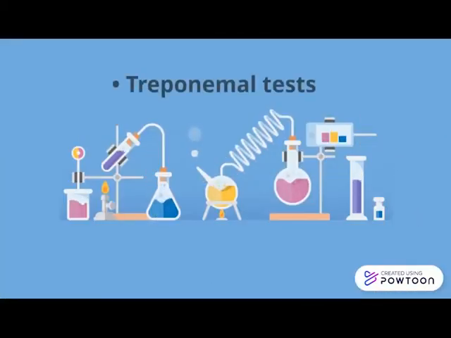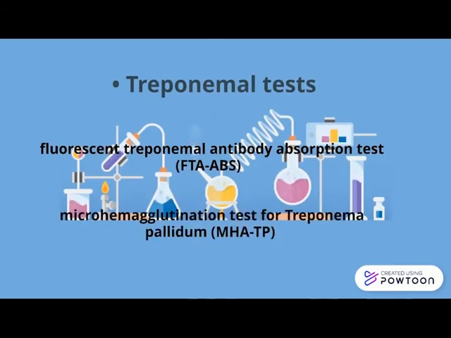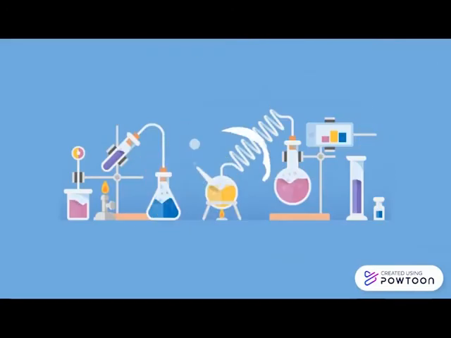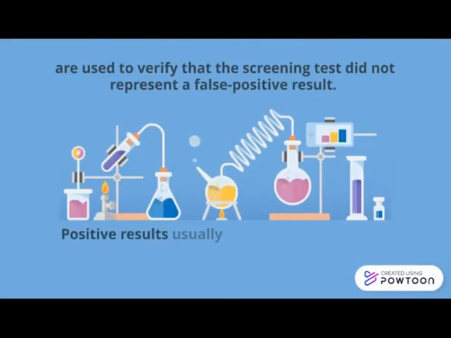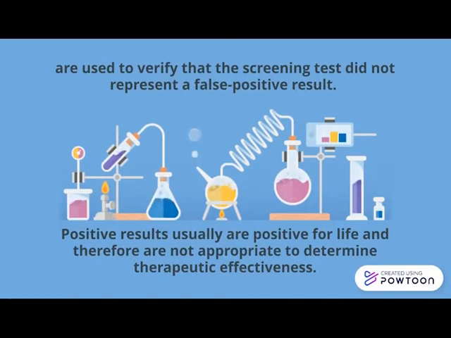Next is the treponemal test, which includes the fluorescent treponemal antibody absorption test and the microhemagglutination test for Treponema pallidum. So these tests are used to verify that the screening test did not represent a false positive result. So positive results usually are positive for life and therefore are not appropriate to determine therapeutic effectiveness.